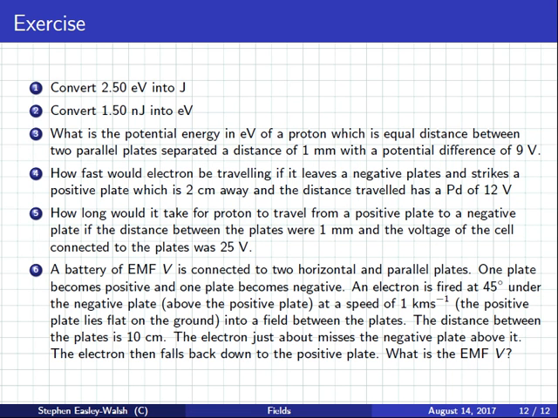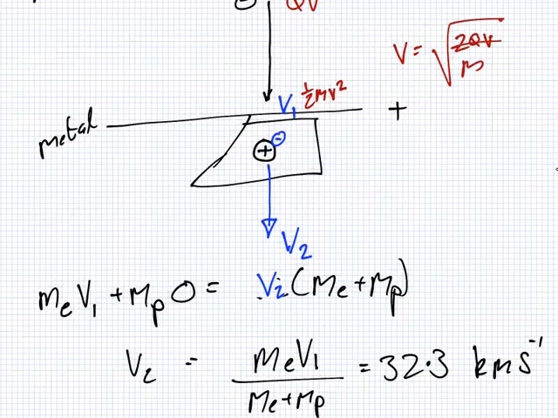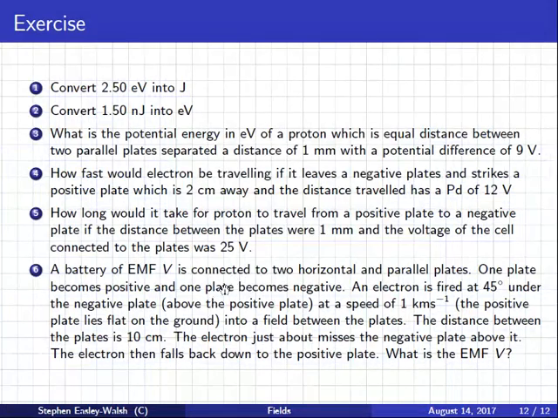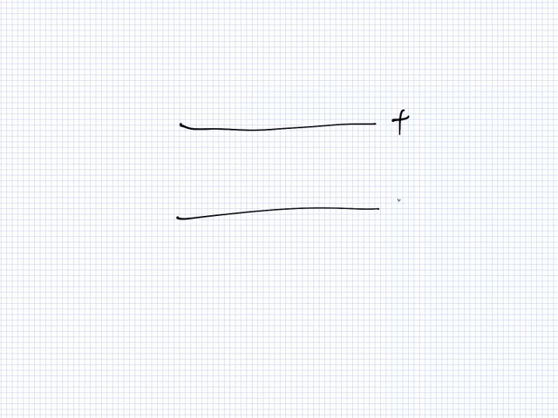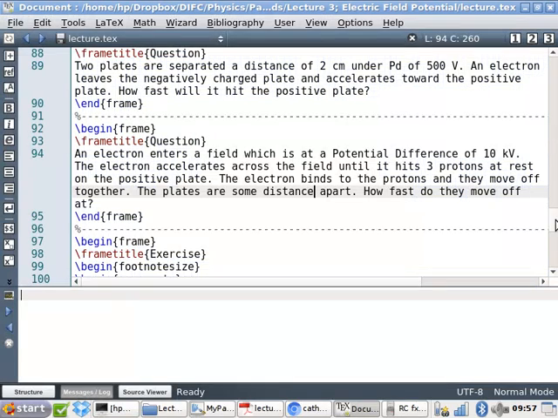Yeah, I think this is all okay. These ones, 1 to 5 is going to be easy peasy. It should only take you a couple of minutes. Number 6 is a juicy one. Just before you try them, I just want to draw the picture for number 6 so you know what's happening. So, a battery is connected to 2 horizontal plates. One plate becomes positive and the other plate becomes negative. The electron is fired at 45 degrees under the negative plate, which is above the positive plate. So, actually I shouldn't really have said under, I should have said on.